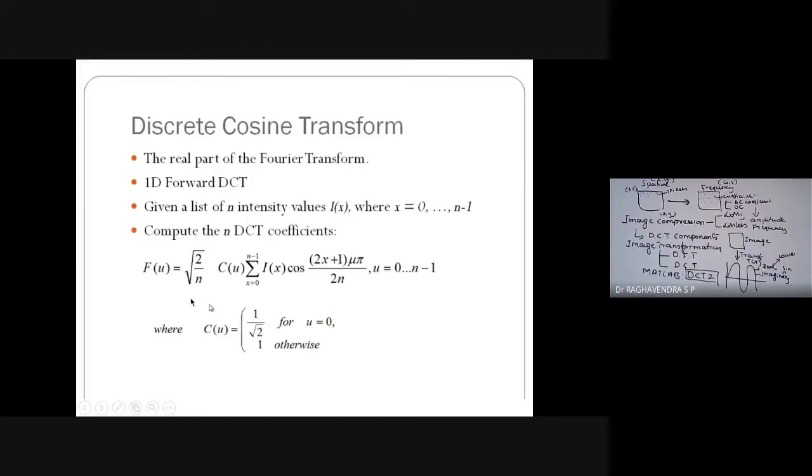Now, in order to compute these DCT coefficients, this is the formula through which we can find out the value for F of u, particularly the discrete cosine transformation. And C of u belongs to this particular formula, that is 1 over square root of 2 if the u component is equal to 0. This component is u, because this is one-dimensional. If u is not equal to 0, if it is a non-zero value, by default C of u becomes 1.